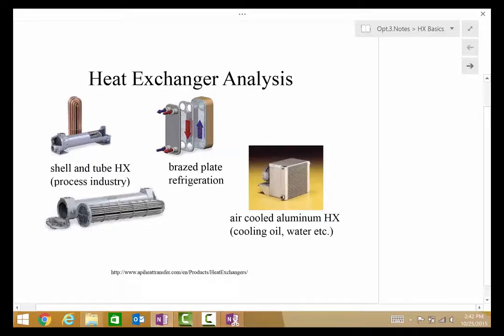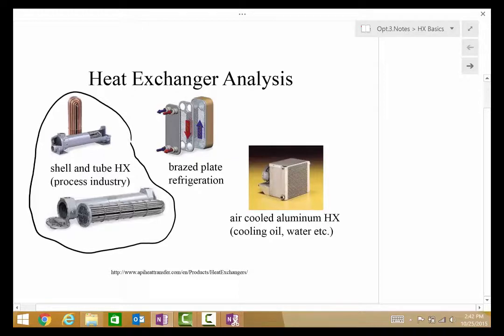Shell and tube heat exchangers, shown here, are often used in the process industry. You might see inside, for example, baffles that allow turbulent mixing within the heat exchanger. There's said to be a shell type flow and a tube flow. So one flow would go within these tubes. You see the tubes here. The other flow would go in the shell, and we'll talk about some of the details of that.